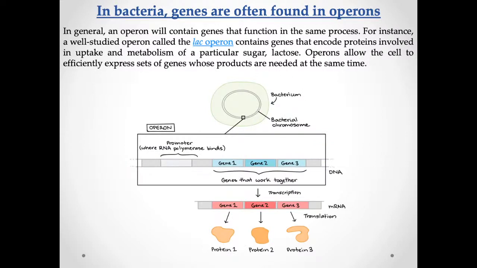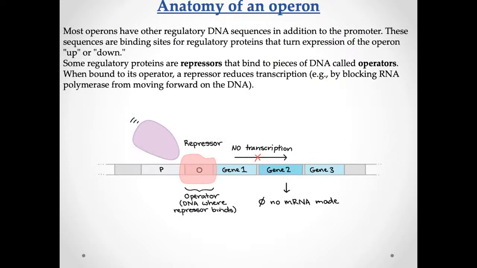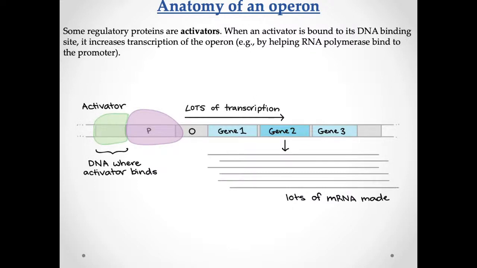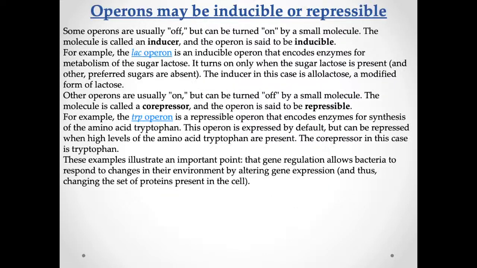What we have discussed so far is that there is a promoter region, a regulatory DNA sequence to which RNA polymerase can attach and make the reaction go up. Then there's an operator on which your repressor will attach and no transcription will happen. Then there is an activator, where the activator binds and makes the reaction very fast. So activator, promoter, operator, and genes: these components make up a total operon system. Sometimes the activator that is attached could be off and no binding will happen, but if we add some molecules to the activator, then it will bind to the target DNA. That is also possible.